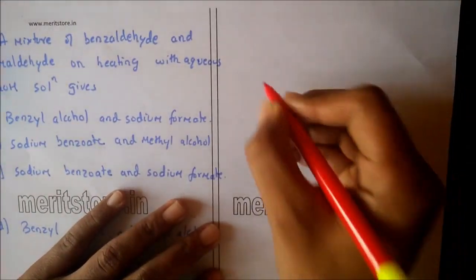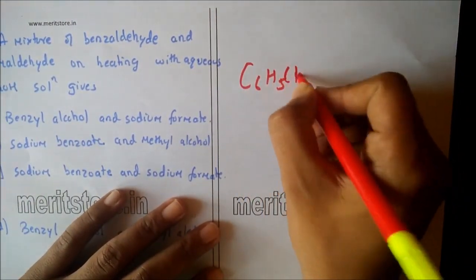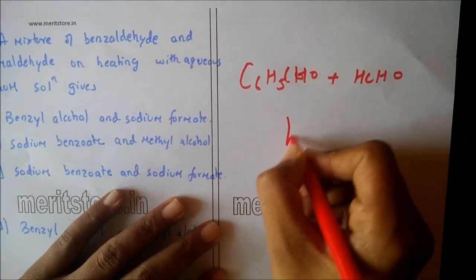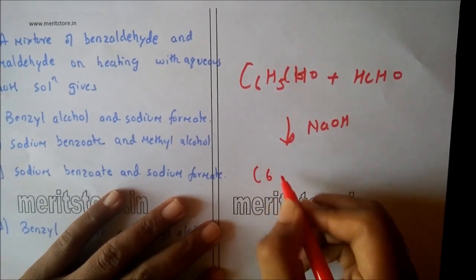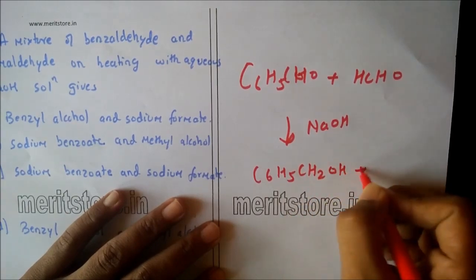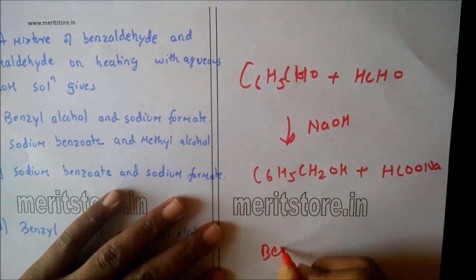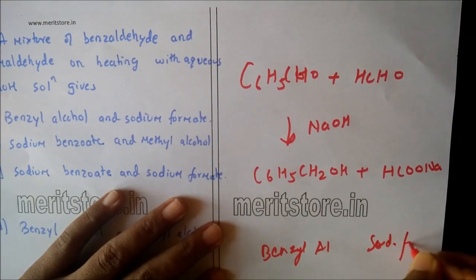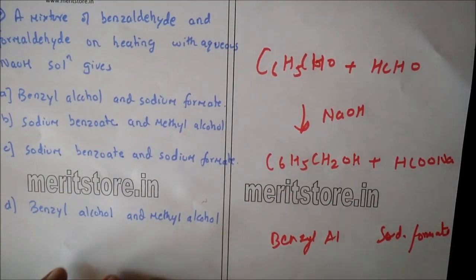Now, C6H5CHO plus formaldehyde, which is HCHO, in the presence of aqueous NaOH gives rise to C6H5CH2OH plus HCOONa, which is benzyl alcohol and sodium formate. Therefore, here the correct answer will be option A.